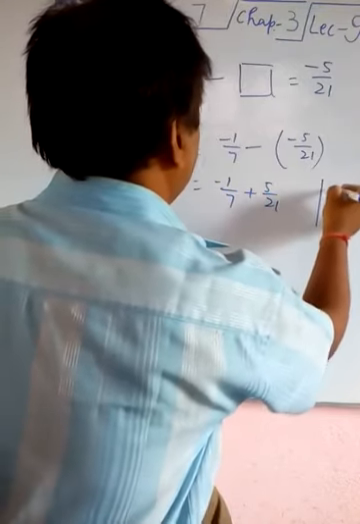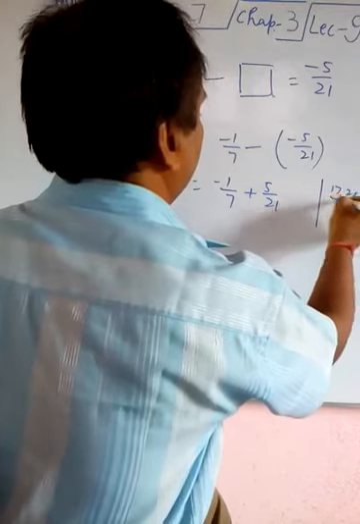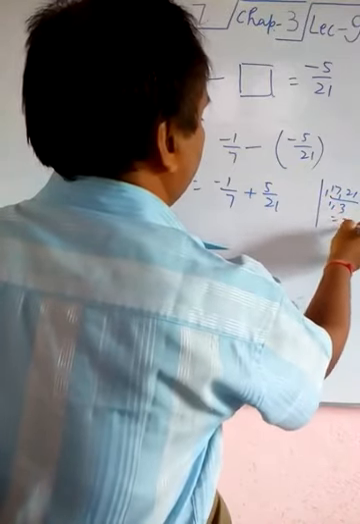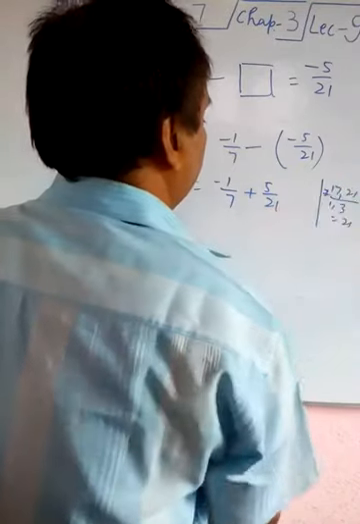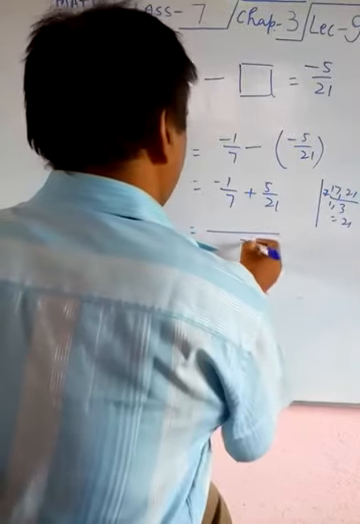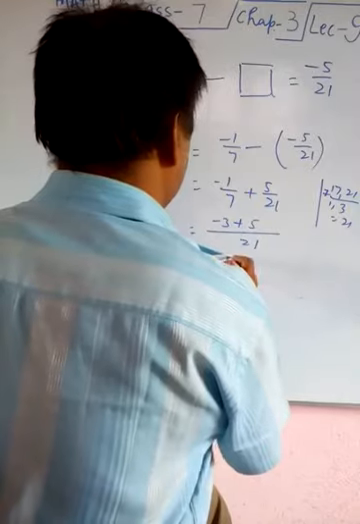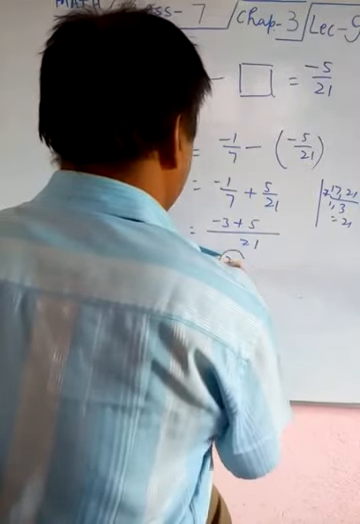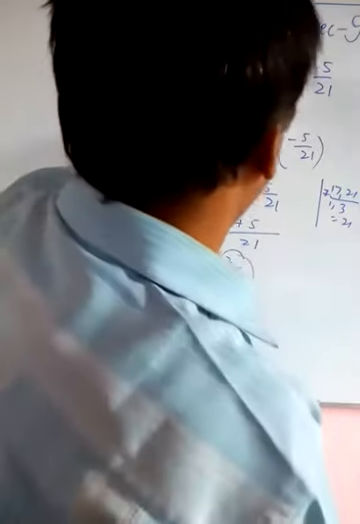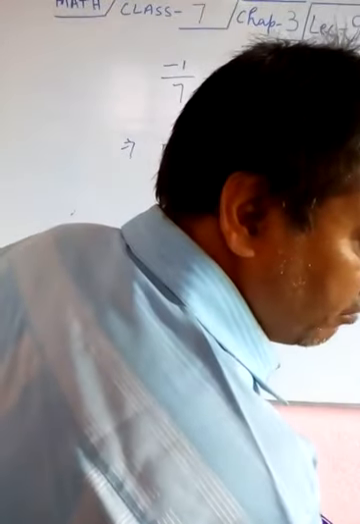So you have to take the LCM of 7 and 21. That is 21. So you have to write here 21 and 5. So this is 2 by 21. So here we have to put 2 by 21.